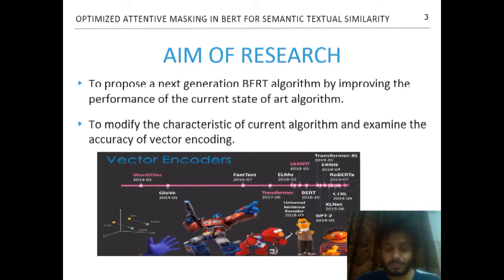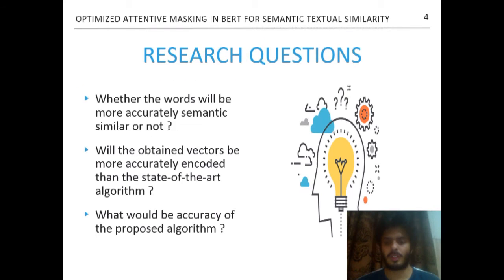There's been a lot of work going on. Some of the research questions are whether the words will be more accurately semantically similar or not. Semantically similar words are those which are similar in nature and have very little distance between their vectors. Another question is, will the obtained vectors be more accurately encoded than the state of the art algorithm? After modifying the current algorithm, we will predict whether the vectors are more accurately encoded than the state of the art algorithm.